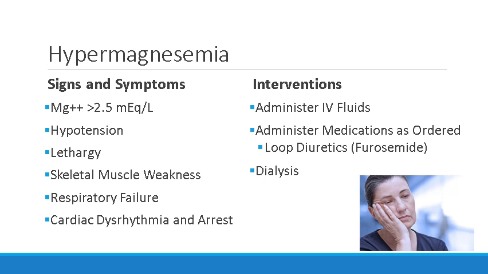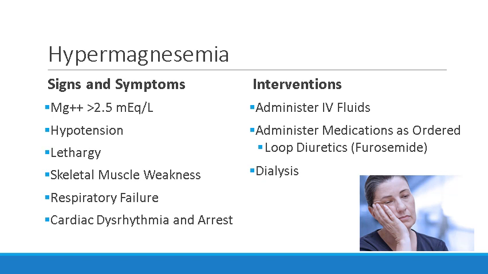Signs and symptoms: magnesium levels that are greater than 2.5 milliequivalents per liter. Clients will tend to have hypotension. They're very lethargic. They're very drowsy. Skeletal muscle weakness, respiratory failure, cardiac dysrhythmias and arrest. Usually their heart rate is very bradycardic. It's very slow.